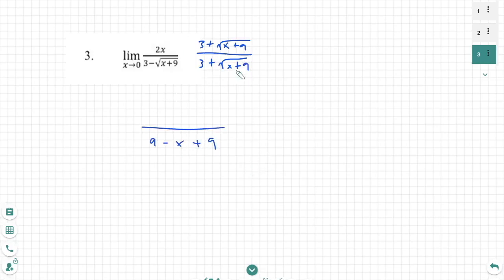You have to be careful because if you multiply root x plus 9 by root x plus 9, you get x plus 9, right? But then what's the overall sign? Oh, you get negative x minus 9. Yeah, so this has to be in parentheses. And then it becomes negative x minus 9. You just end up with negative x on the bottom. So it's 2x times 3 plus x root x plus 9 over negative x.